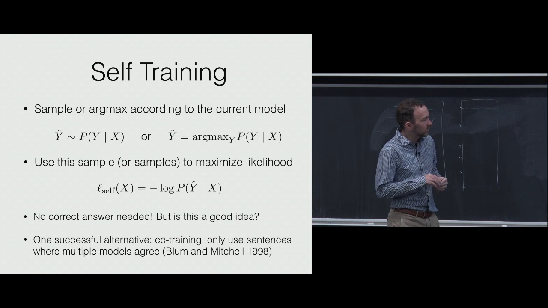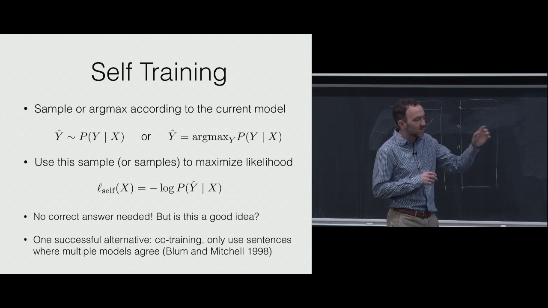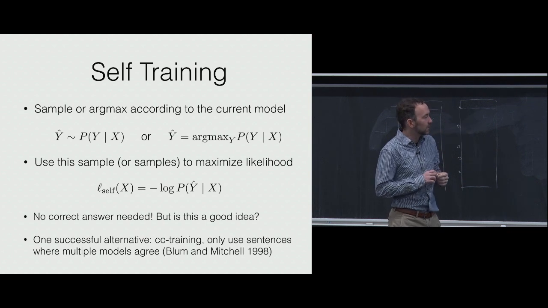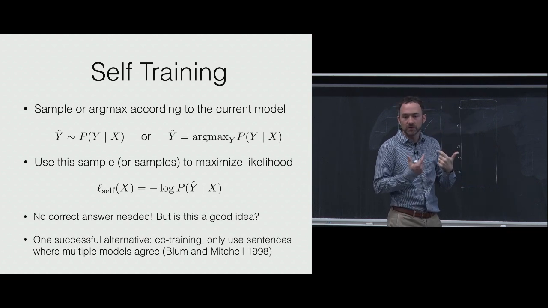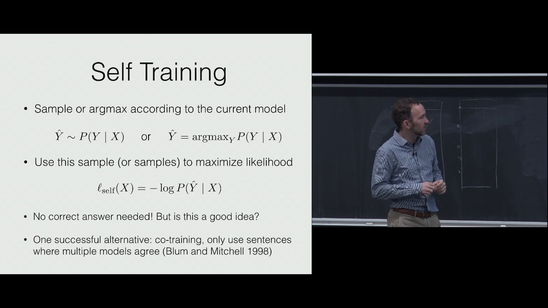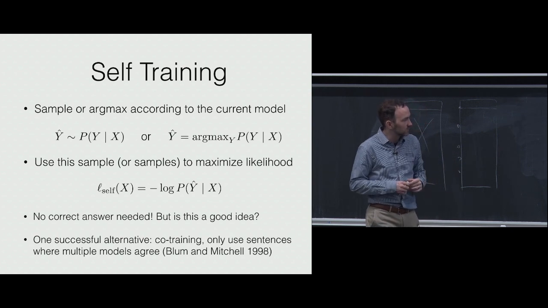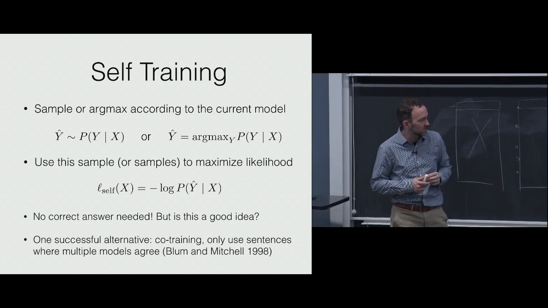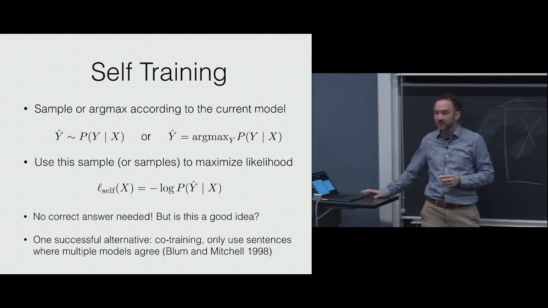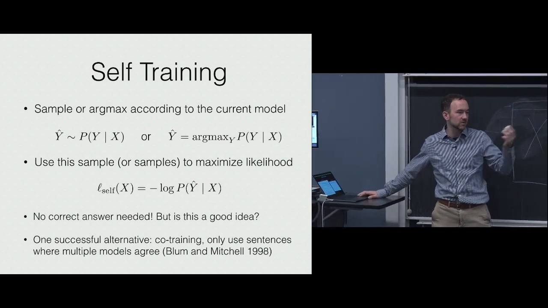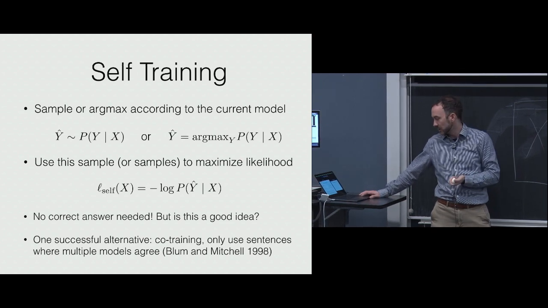And one common thing is co-training. The idea is you train multiple models, and you only take the places where the two models agree. Or you train multiple models, you ensemble them together, and you only take the outputs of the ensemble, or something like this. So this kind of gets around the problem, because now your outputs are better than the outputs of any single model.